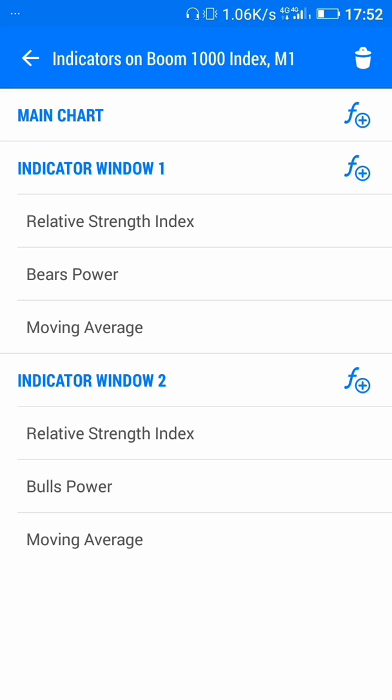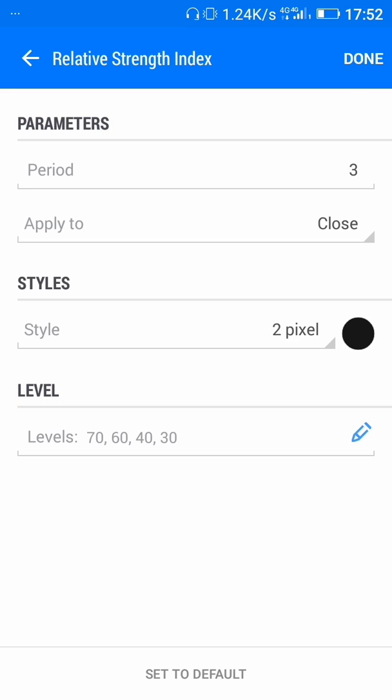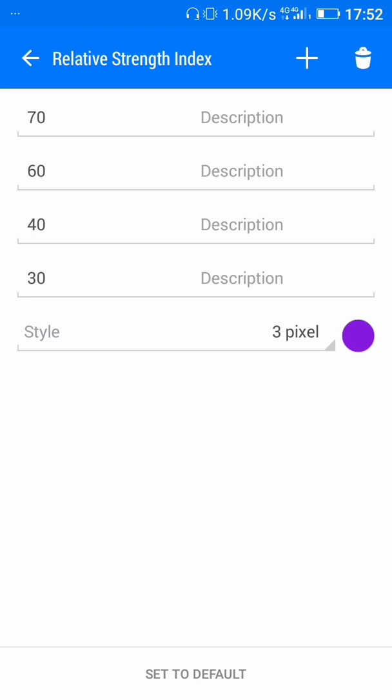You can always make use of any color of your choice. Okay, then you go back, and on indicator window 2 we have the same indicators. It only differs by one indicator, which is the Bulls Power. Okay, the first indicator on the indicator window 2 is relative strength index. Period is 3, you apply to close. Style is 2 pixels, color is black. The levels are the same, 70, 60, 40, 30, and the style is 3 pixels, color is still purple.